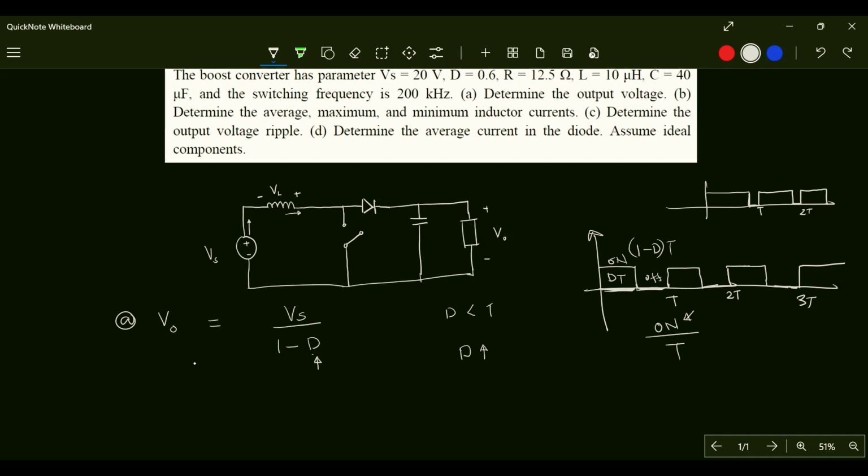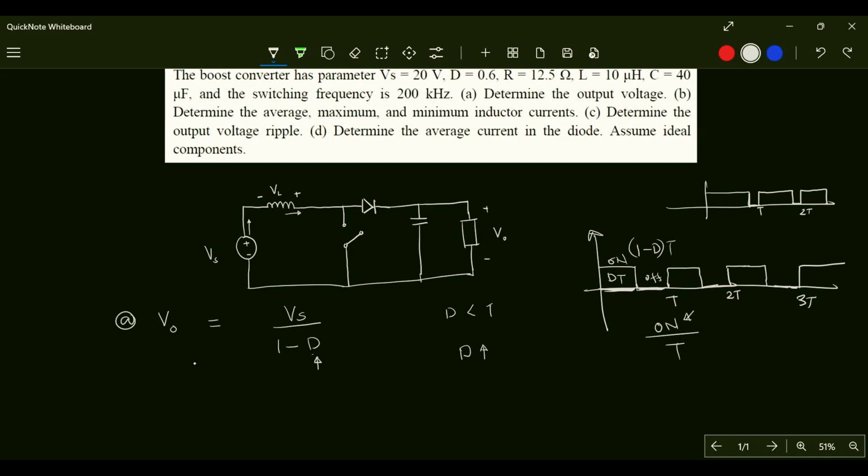So you can change the duty cycle by changing the switching frequency. By changing the switching frequency, you can change the duty cycle. In another video, I'm going to derive the equation that relates the frequency, the duty cycle, and other parameters as well. But in this video, I'll just focus on solving these problems.